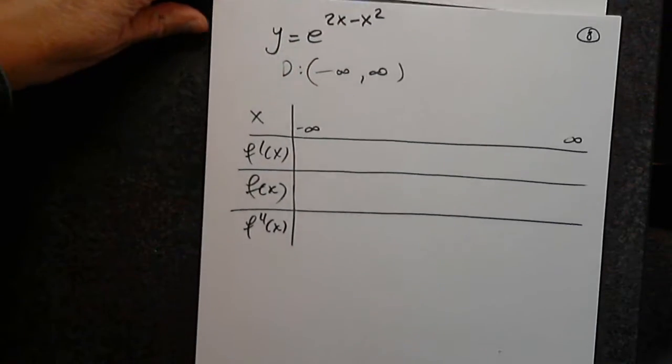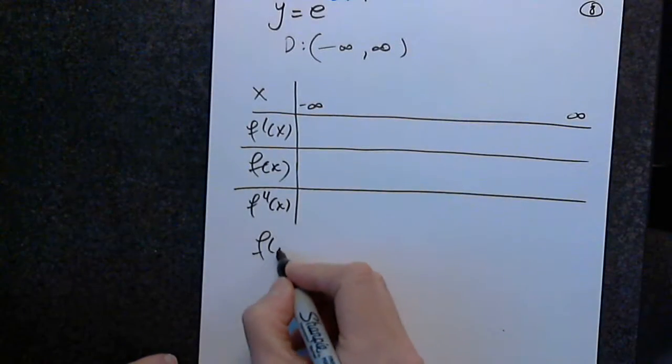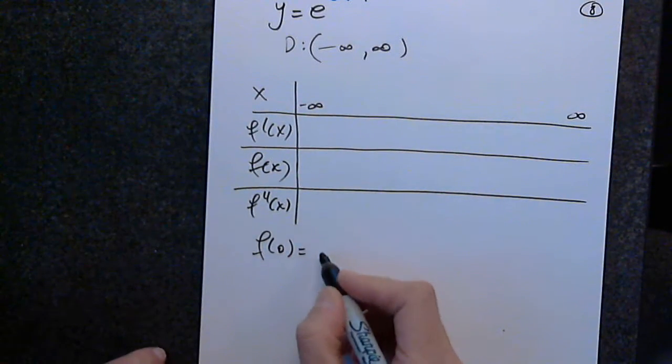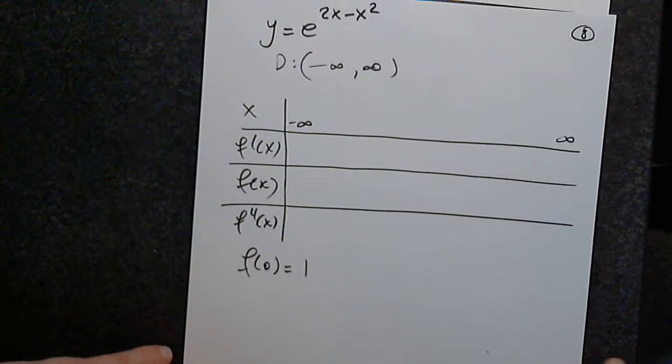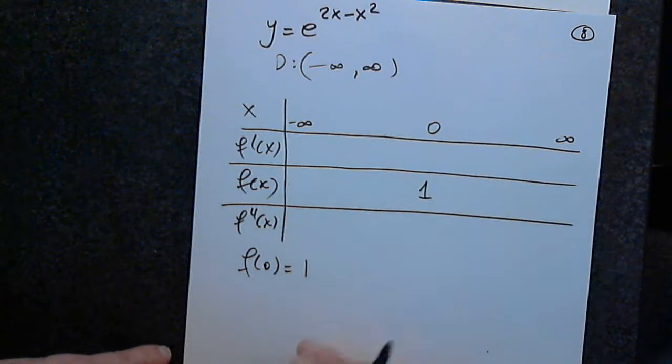So I will definitely plug in 0, and I get e to 0, which is 1. So when x is 0, y is 1.